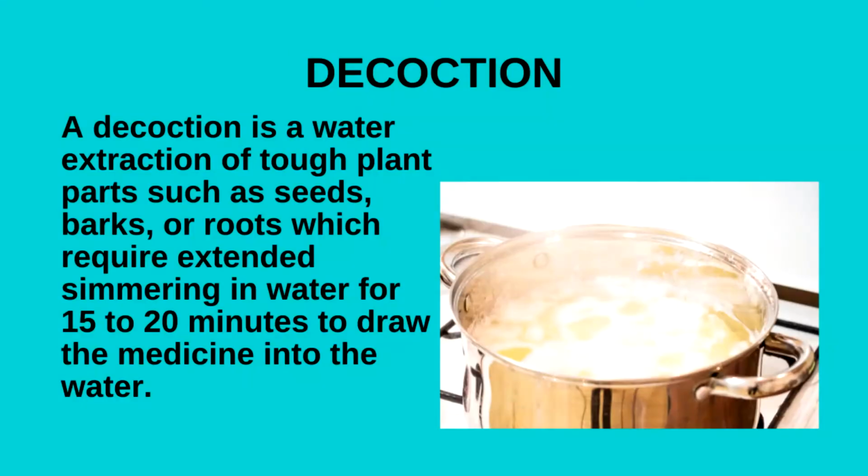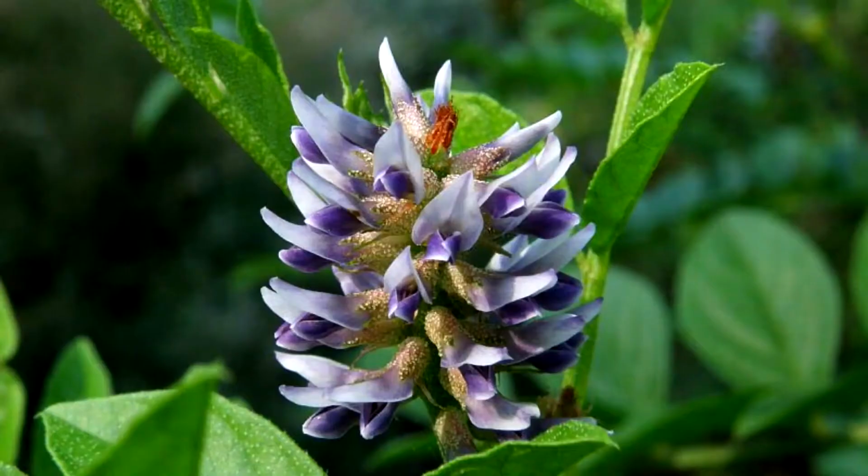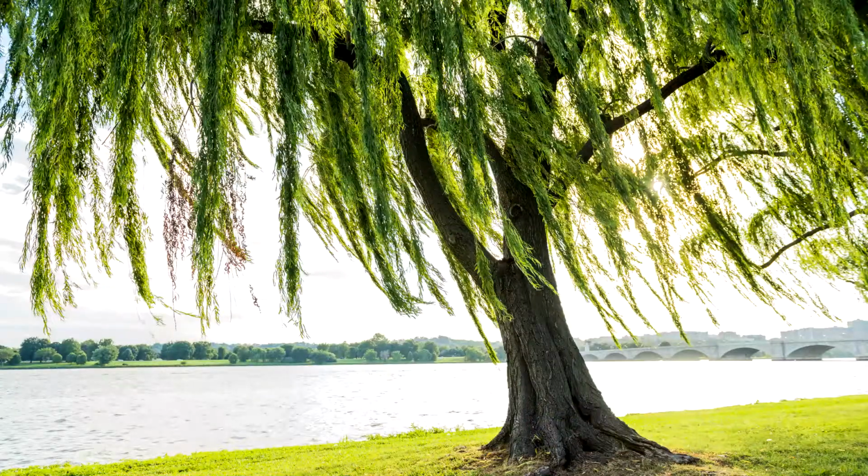A decoction is a water extraction of seeds, barks, or roots. These plant parts require extended simmering for about 15 to 30 minutes to draw the medicine into the water. A decoction may be drunk as an herbal tea, made into syrups, or used in a compress. They may also be used to make creams. Herbs that need to be decocted include echinacea root, licorice root, willow tree bark, and angelica root.